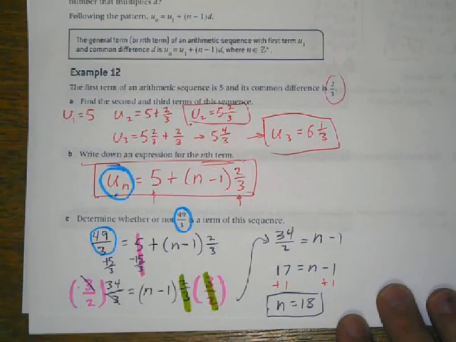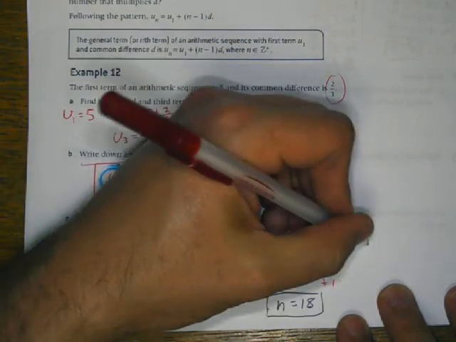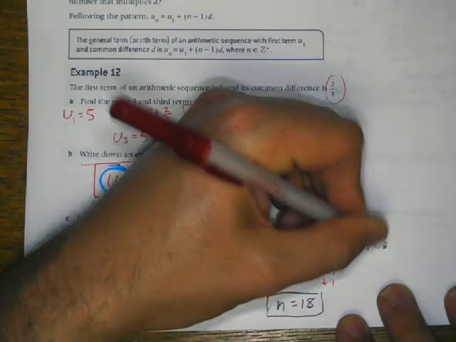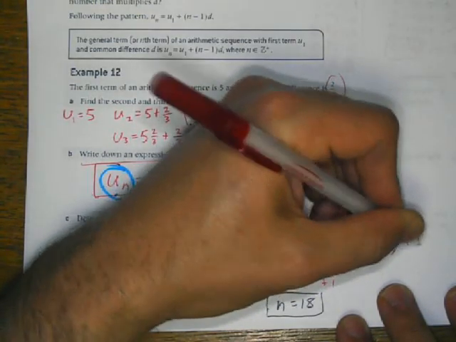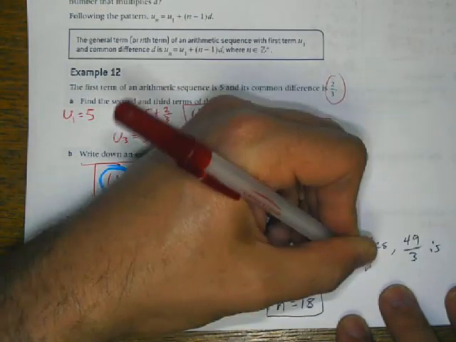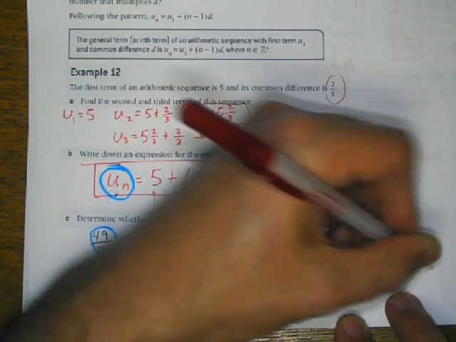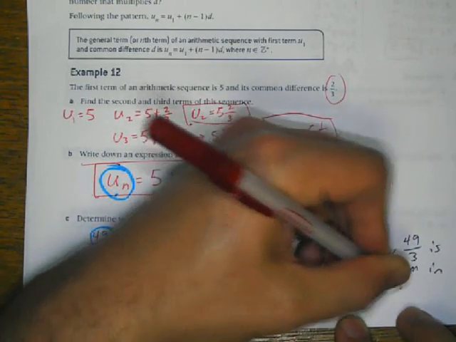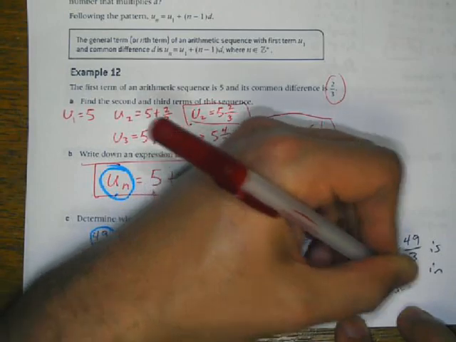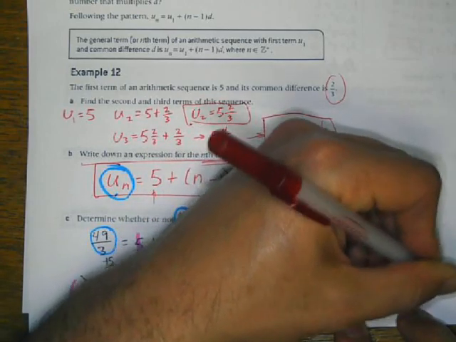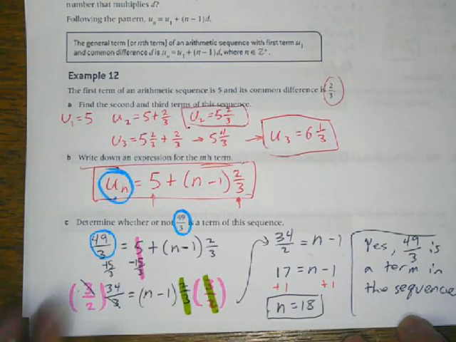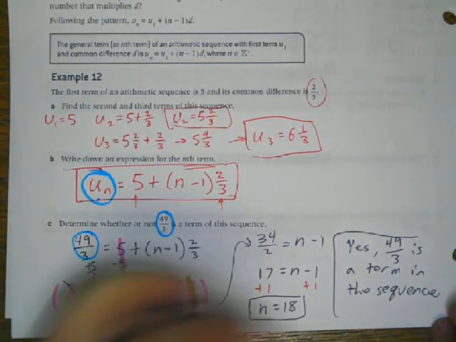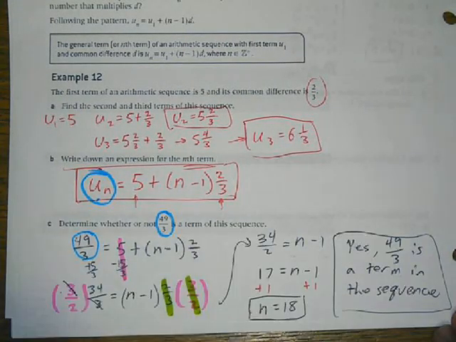So the answer is yes, 49 over 3 is a term in the sequence. Okay, and the rest of this packet I will do in a separate video.